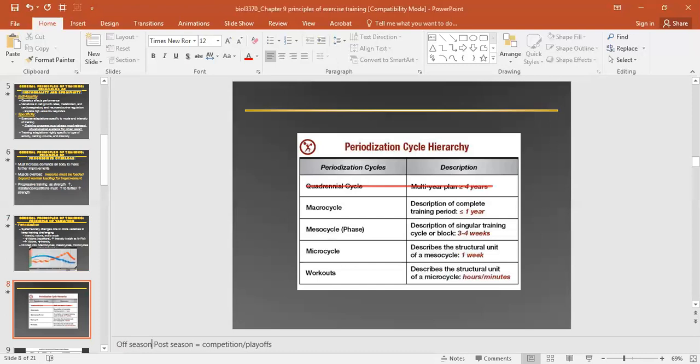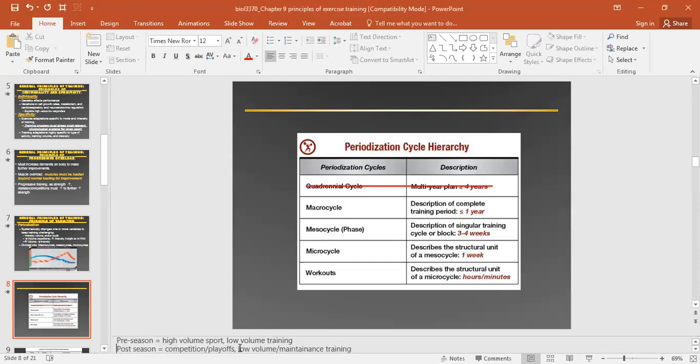Let me go back and write some of these. Off season equals no sport, high volume training. Preseason equals high volume sport, low volume weight training. Postseason is competition and playoffs, and that's where we will focus on low volume or maintenance training. And then we head back into the off season.